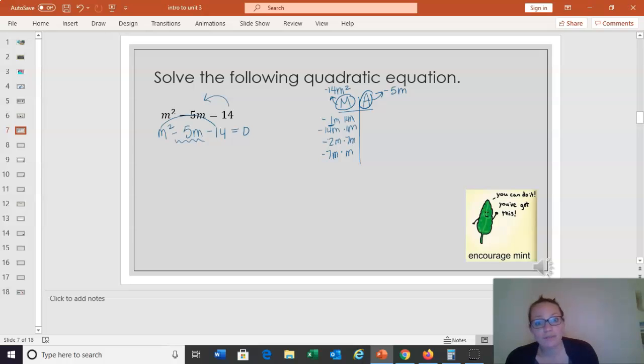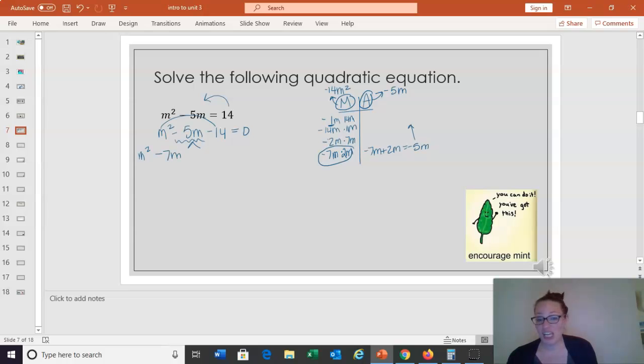Which one of these pairs adds up to negative 5? Oops, this should be 2. There we go. It's that one. Negative 7m plus 2m is negative 5m. So we found it. Now that we found the special pair of numbers, we're going to replace the middle term.